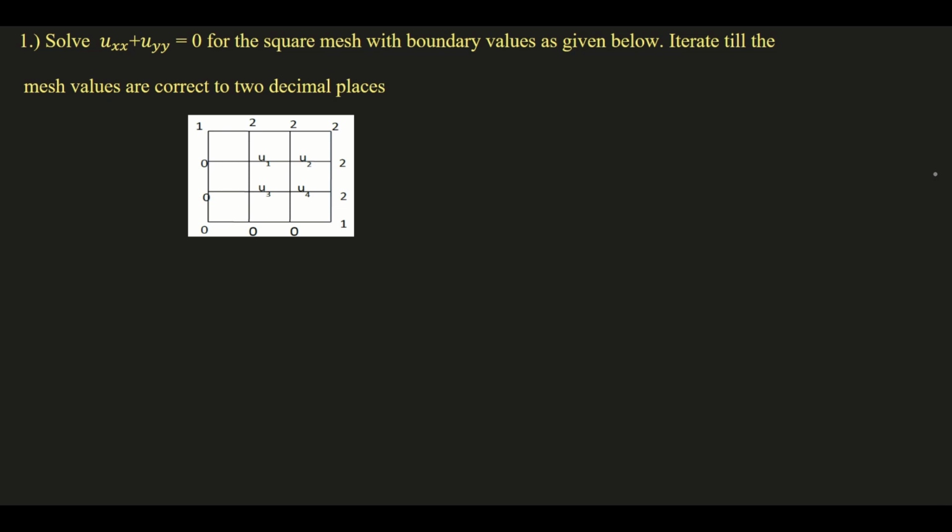First, as I said, we need to find the values of u1, u2, u3, u4. You are given the boundary conditions, and we need to find these mesh values u1, u2, u3, u4. To find these values, just one thing you have to observe. I need to use the standard 5-point formula and the diagonal formula.